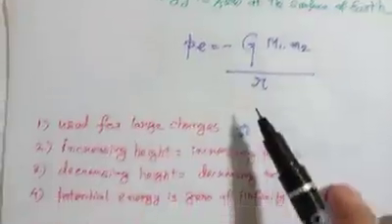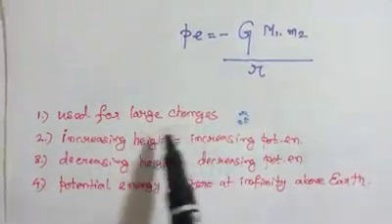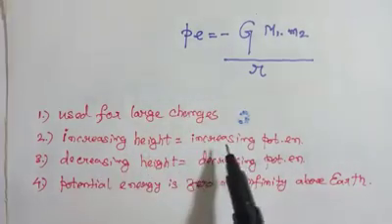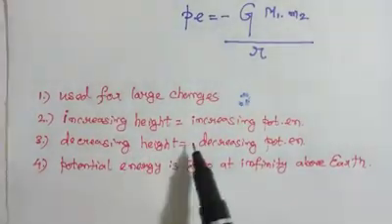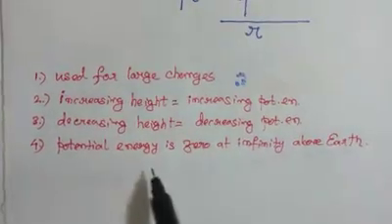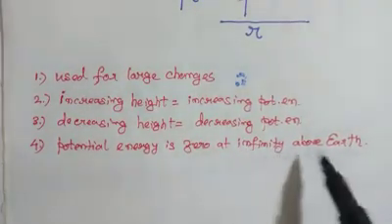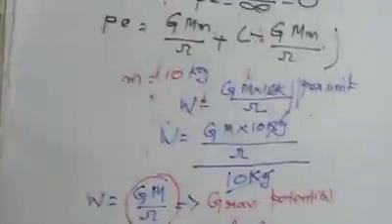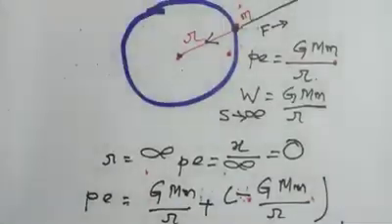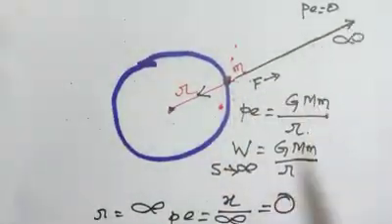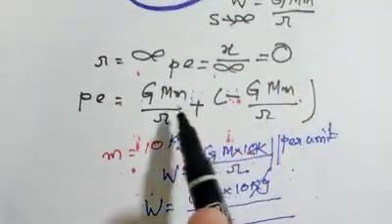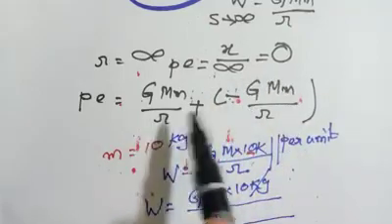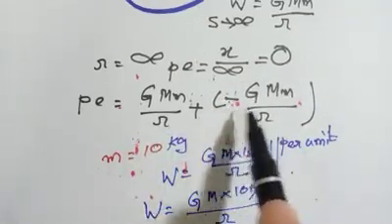If you take this equation, this is used for large changes, astronomical figures, satellites and others. Increasing height also leads to increasing potential energy. Decreasing height leads to decreasing potential energy. Potential energy is zero at infinity above earth, which we have just shown. Just to summarize, you have seen why potential energy at infinity is zero. We have also seen that unless we put a negative sign, this leads to zero, and that is why gravitational potential energy is always and always negative.